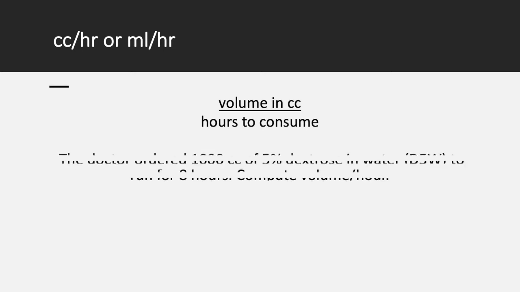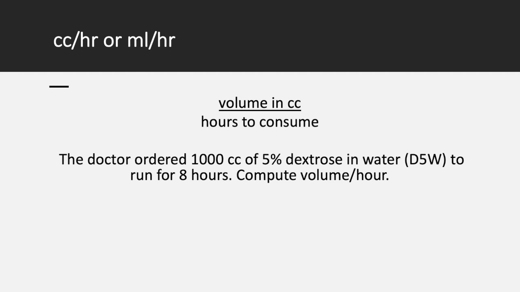How about for volume per hour or cc per hour or ml per hour? What is the formula? Volume in cc or in ml divided by hours to consume. So, example, the doctor ordered 1000 cc of D5 water to run for 8 hours. Compute the volume per hour. So, how many cc per hour or ml per hour? 1000 divided by 8 hours, the answer is 125 cc per hour or ml per hour.